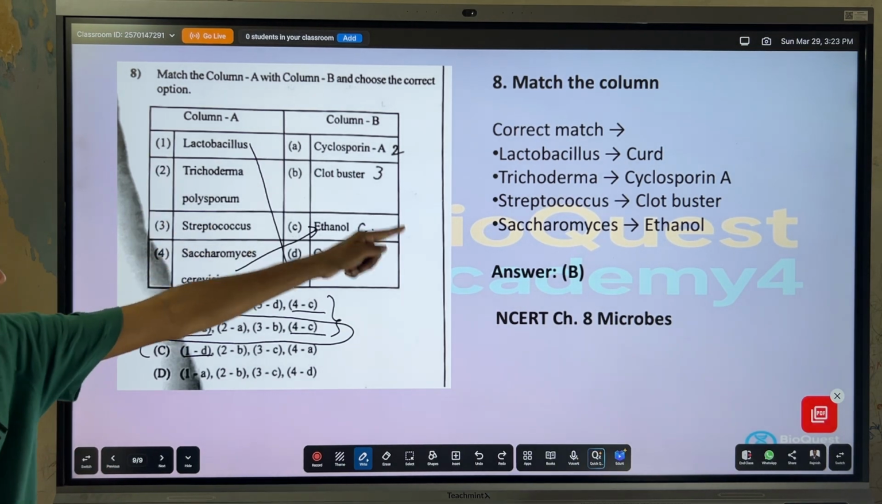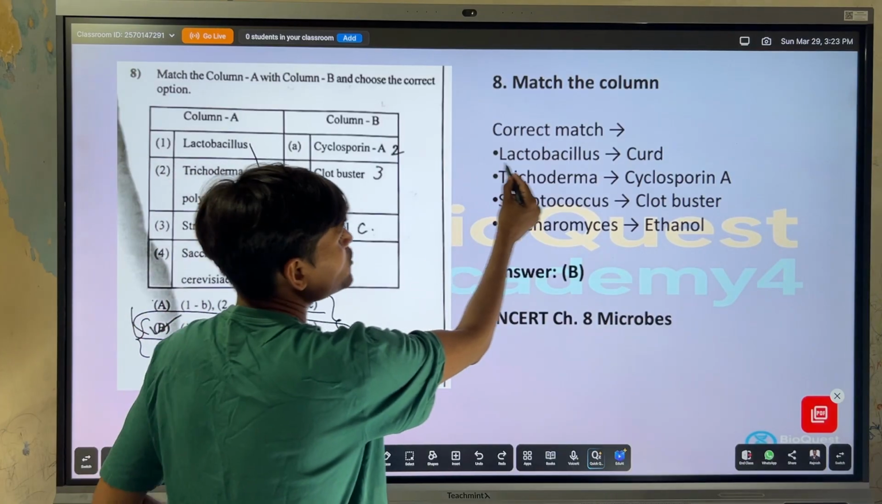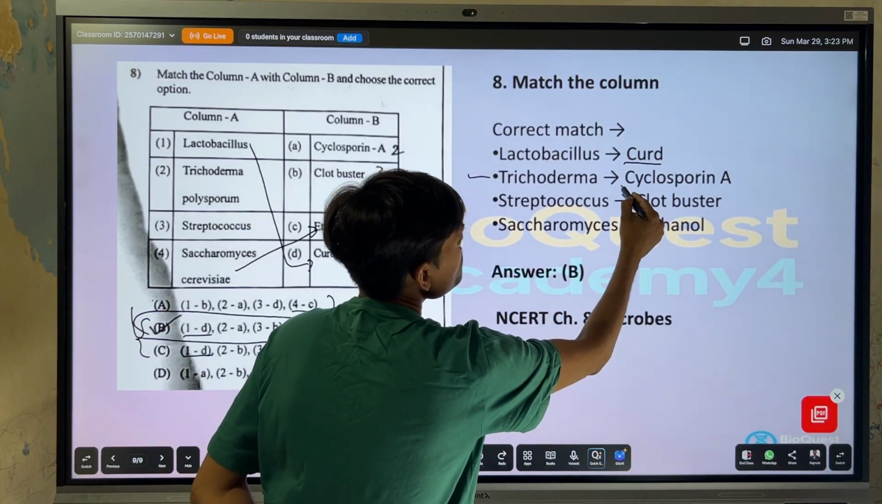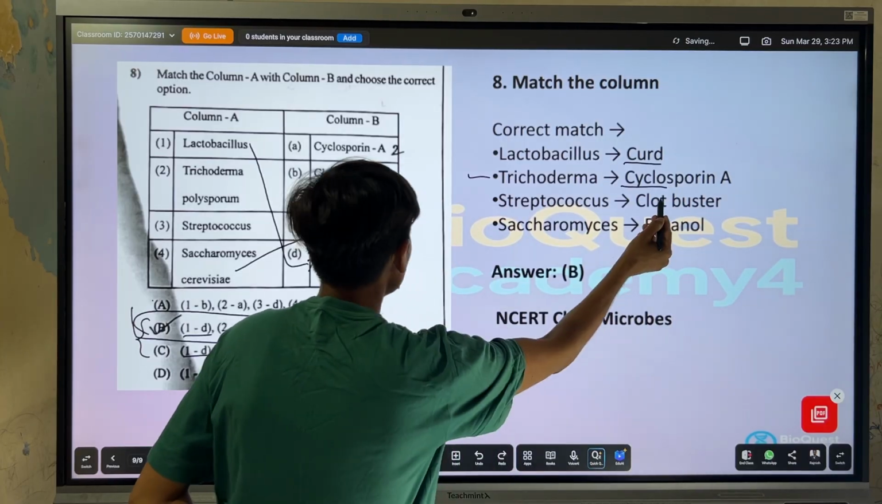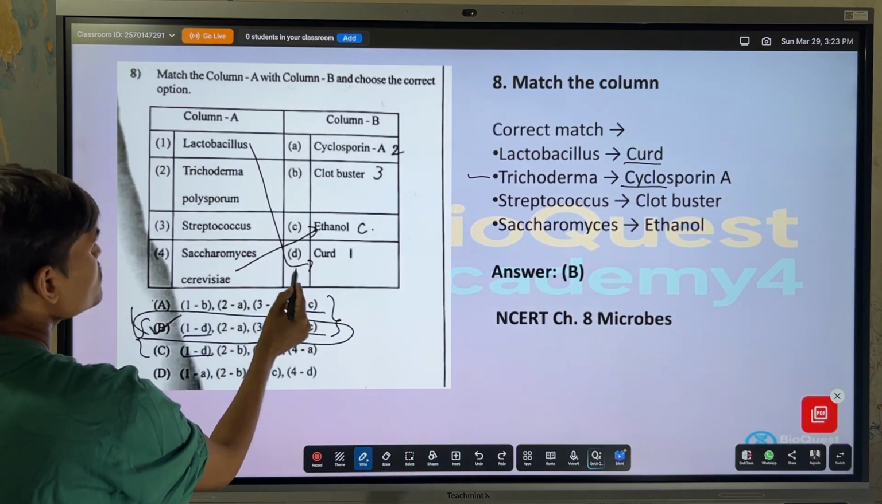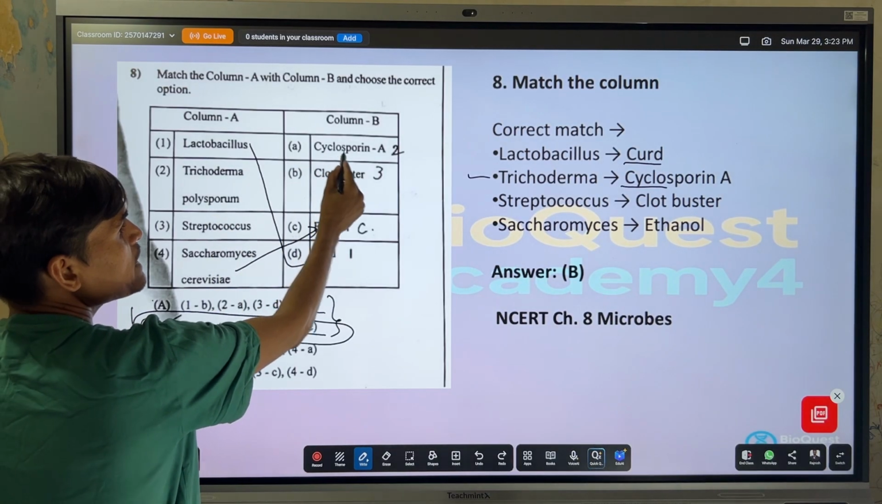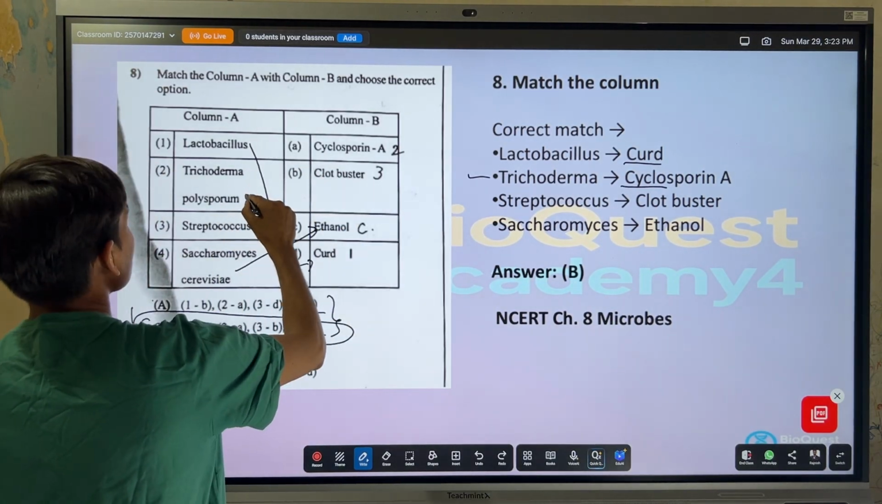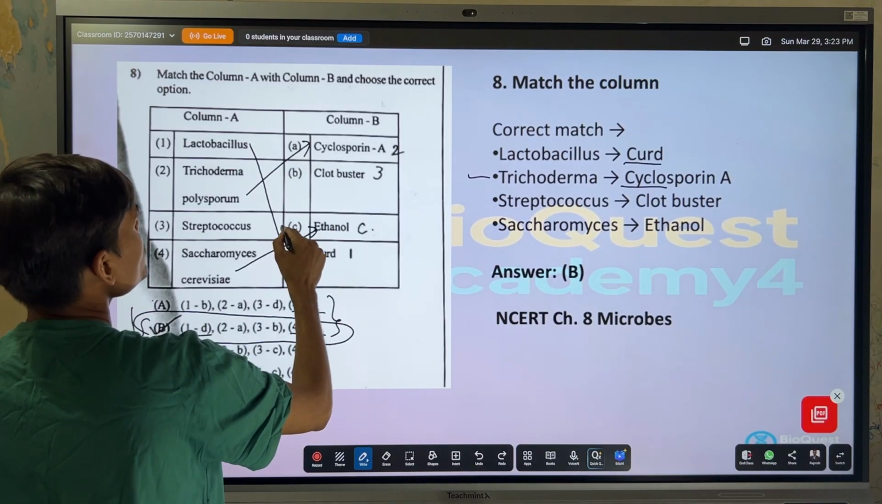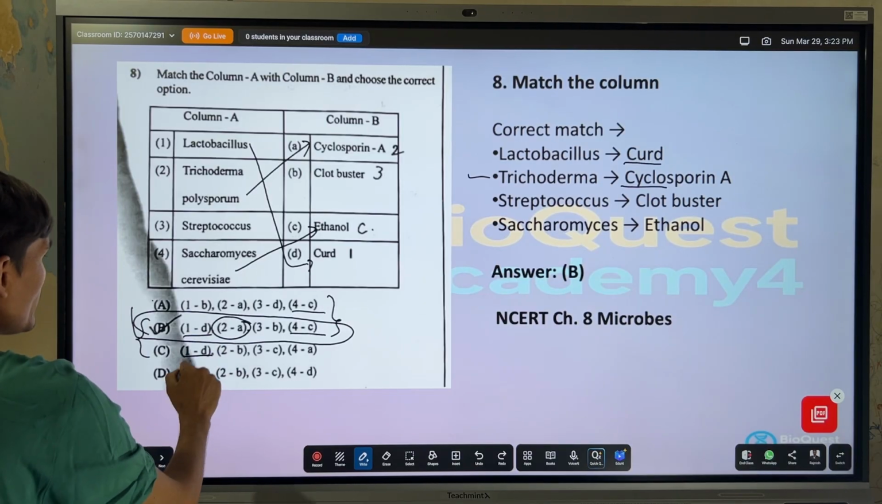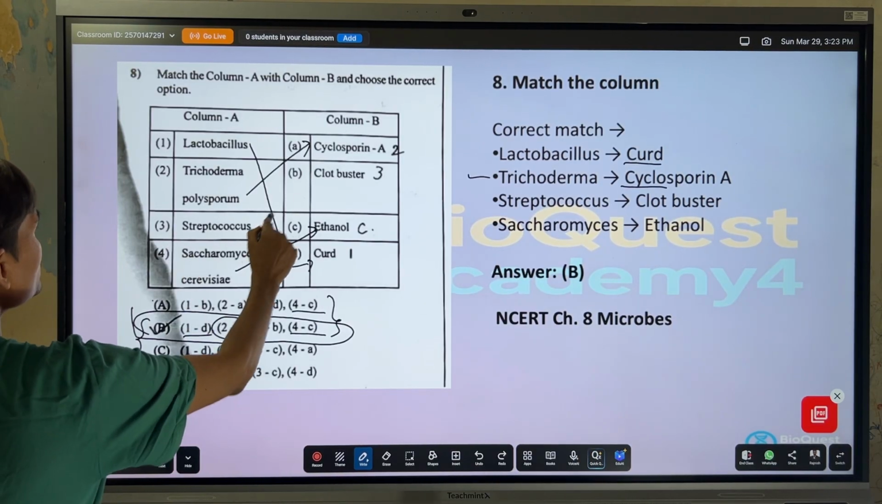But the proper answer here is that we use Lactobacillus to make the curd. We use Trichoderma to form cyclosporin A. Now, where do you see cyclosporin A? Okay, this is cyclosporin A, given here. So 2 with A. Now you see 2A and 3B.